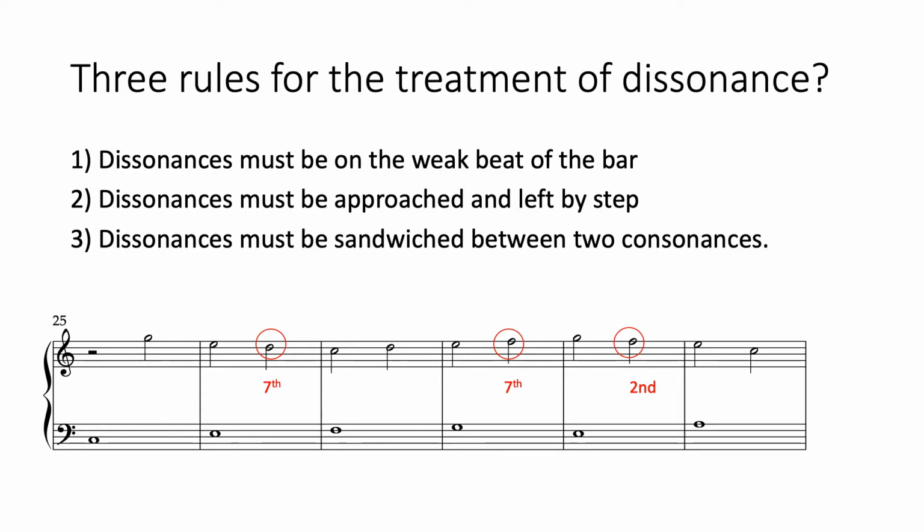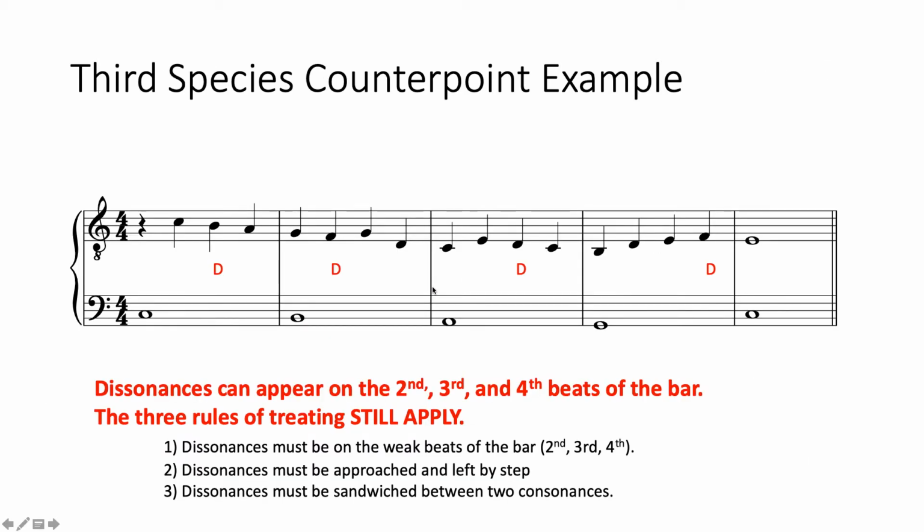Okay, so there's a little extract which involves some correct treatment of dissonance. So let's have a look at what third species counterpoint looks like. So it's actually more or less the same, really, as second species, but this time we've got 4 crotchets in a bar as opposed to 2 minims, and therefore we've got more opportunity for dissonances to appear.